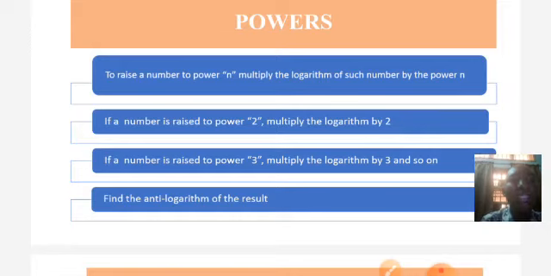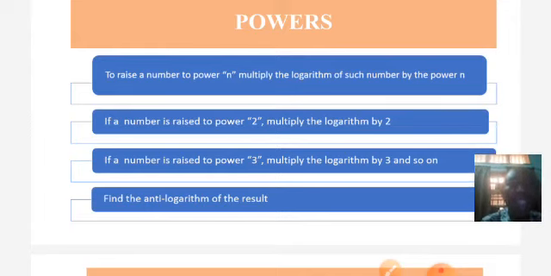We said to raise a number to power n, you multiply the logarithm of such number by the power n. That's the first point there under power. The second point is that if a number is raised to power 2, that means you are going to multiply the result of that logarithm by 2. The third point, if a number is raised to power 3, you are going to multiply the result you got from that logarithm by 3, and so on and so forth. That is the pattern.